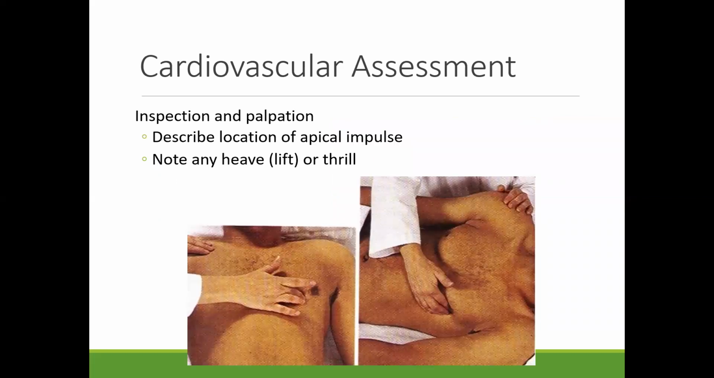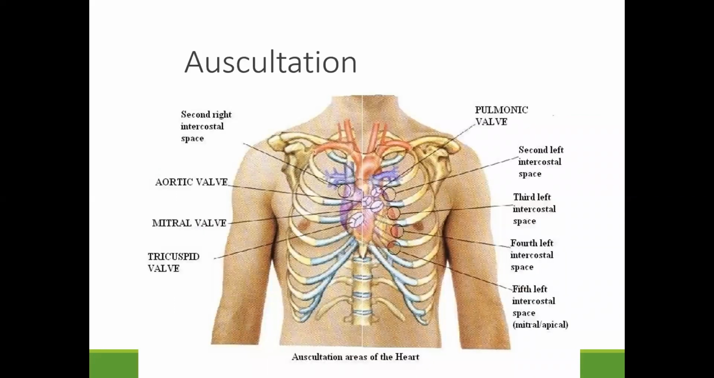Inspect and palpate, describe location of any of the apical impulse. Again, mid-clavicular line, fifth intercostal space. Auscultation, when you auscultate, you may know different ones, but I learned all people enjoy Time magazine. Aortic, pulmonic, Erb's, tricuspid, and mitral. All people enjoy Time magazine.